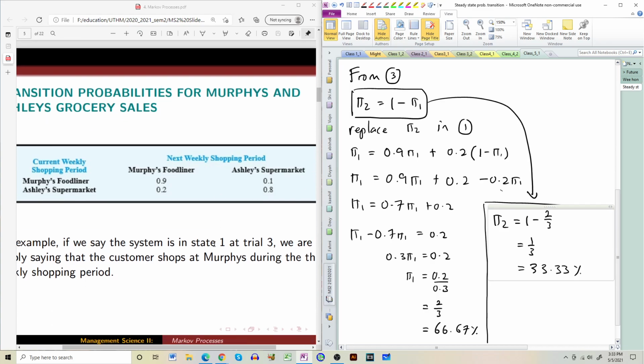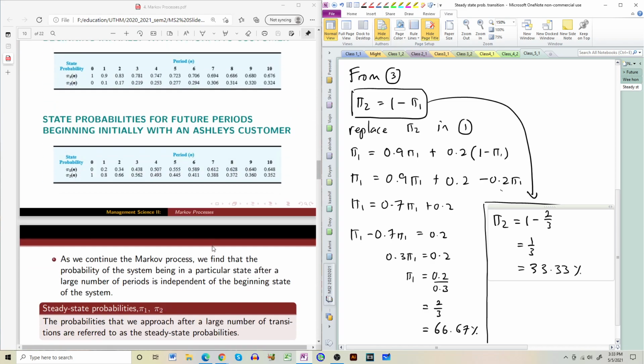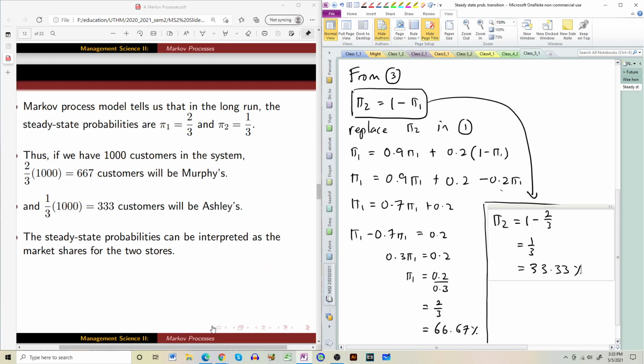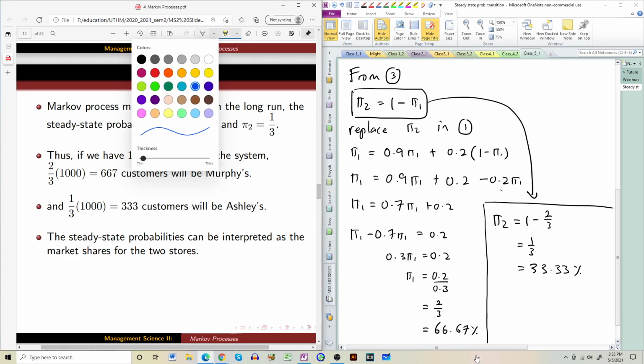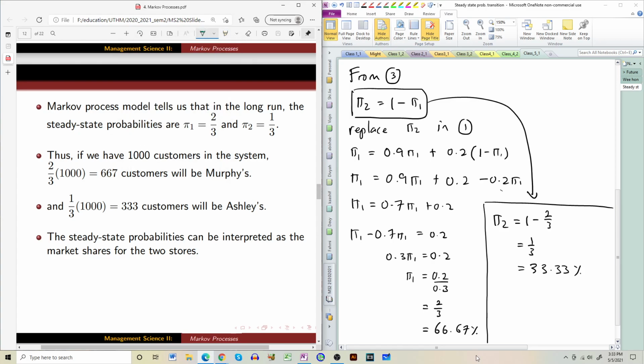The explanation also will be given here. Okay, you can see here. That's how we get it. The Markov process model tells us that in the long run, after a long term, the steady state probabilities are 2 over 3 and 1 over 3. Of course, let me reiterate that, this is Murphy, this is Ashley.